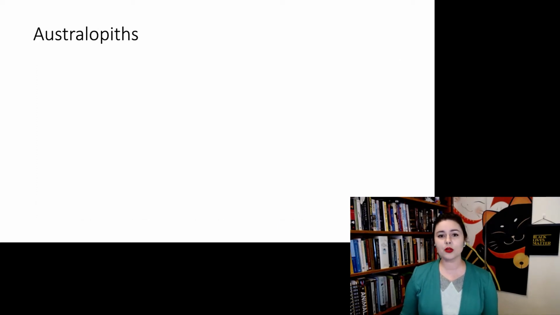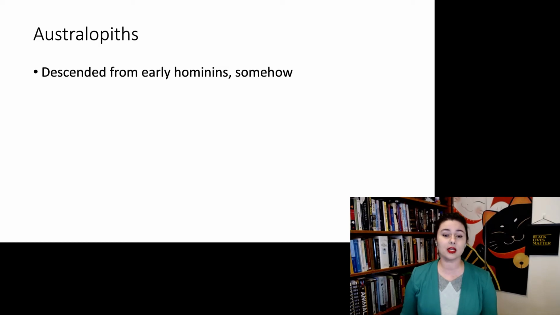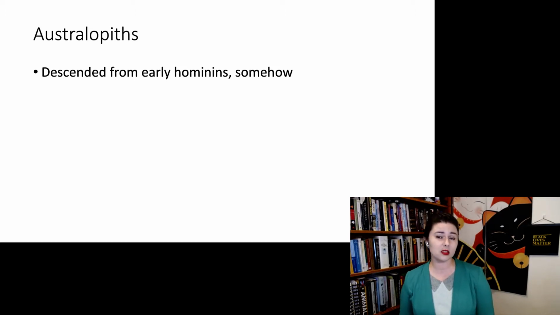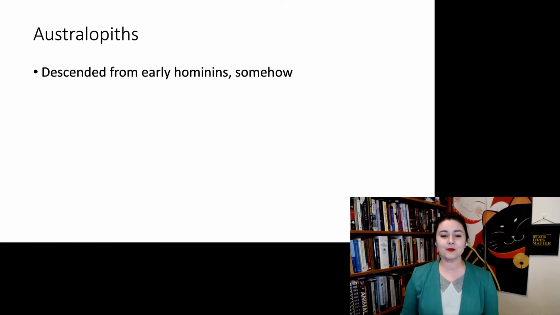So Australopiths, we're pretty sure that these guys are descended from early hominins, somehow. Exactly how they're descended, that is up for debate. Are they directly descended from Ardipithecus? Or did we skip Ardipithecus and are they descended from Auroran? We're not entirely sure what's going on. But in general, we somehow get Australopiths from our early hominins. And after Australopiths, we do know we get genus Homo out of them. Exactly from which species? That's hotly debated.